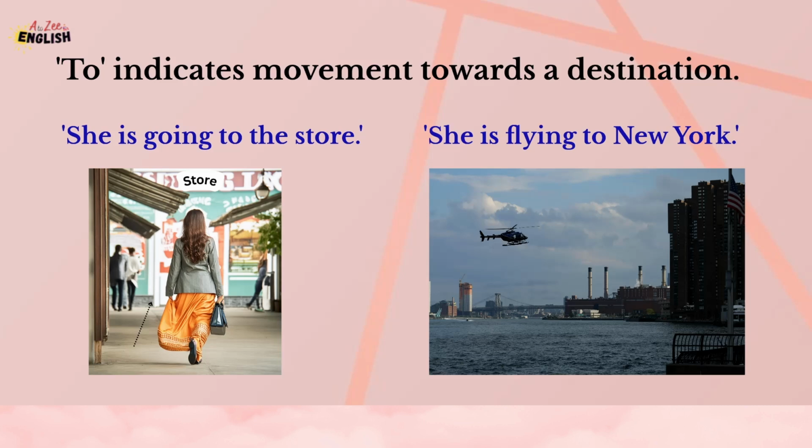Next example, she is flying to New York. Here also to shows us the direction of the movement. It tells us that she is moving toward New York. So whenever a subject is moving toward a specific place, we use the preposition to.